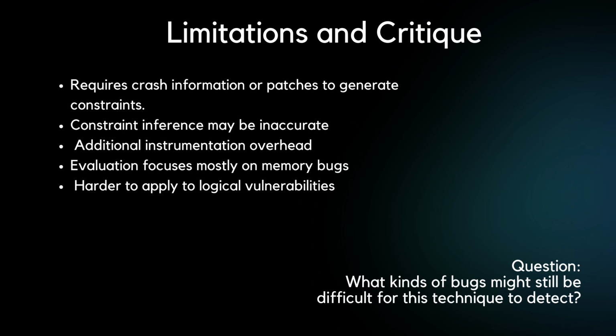And finally, the evaluation focuses mostly on memory-related bugs, which means the approach may not generalize to all vulnerability types. So, for example, logical vulnerabilities or complex multi-step exploits may be harder to model using simple constraint sequences. So let me ask you a question. What other kinds of bugs may still be difficult for this technique to detect?